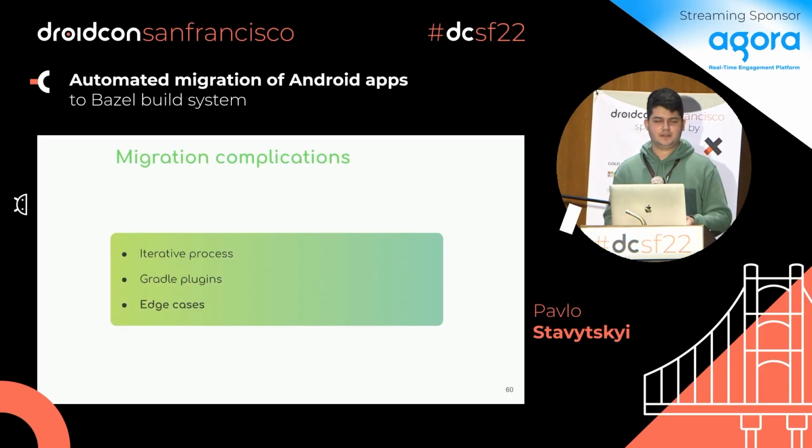Another thing was data binding. Data binding is not fully supported by Bazel. I don't think somebody would need to use data binding at this moment when we have Jetpack Compose, but different things happen. And it also brings some complications because you need to write additional rules to support data binding.